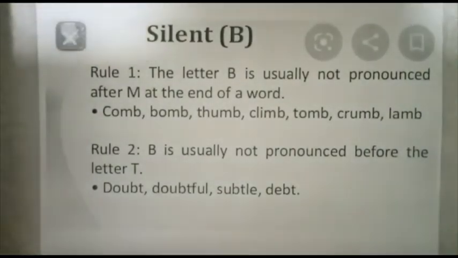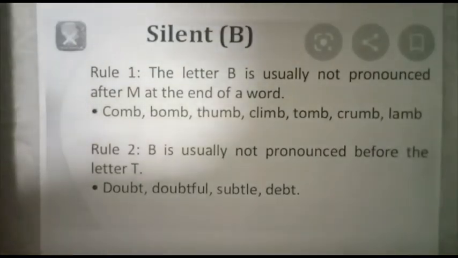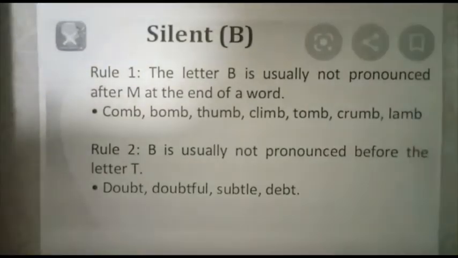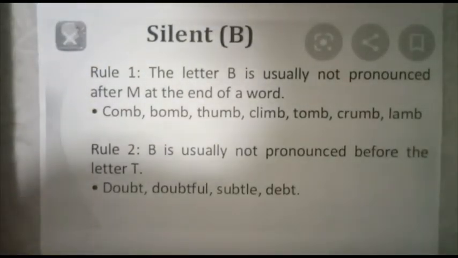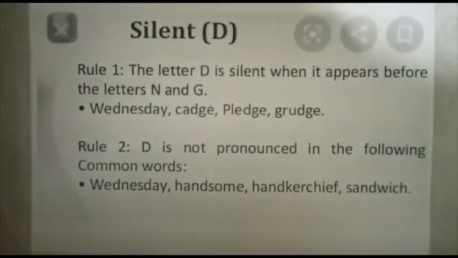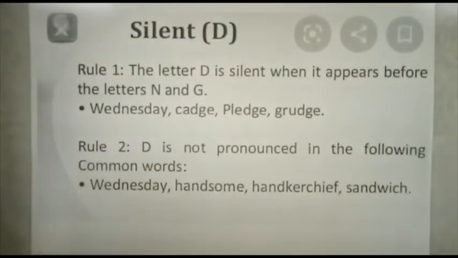Rule number 2: B is usually not pronounced before the letter T. Just like in doubt. B is silent here. Doubtful, subtle, debt. So B is silent and we cannot pronounce B in these words.